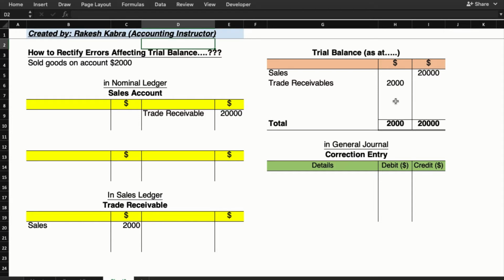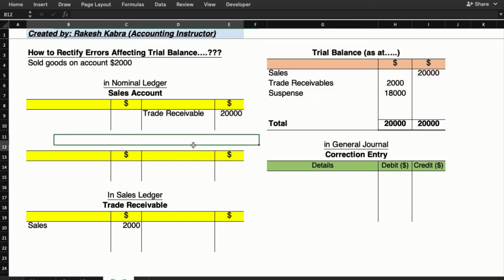So now what do we usually do? The moment we find the difference in the trial balance, we put that difference in the suspense account, in order to make the totals of both the debit and credit columns of the trial balance equal. So here 18,000 was the difference, and that I put in the suspense account. It means after preparing the trial balance, I got to know that I have to open a suspense account also in the ledger. So now I will open the suspense account.